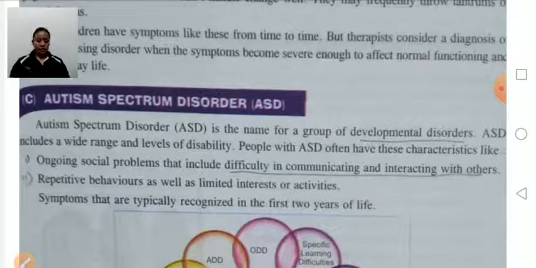Autism spectrum disorder is characterized by social interaction difficulty. He will face difficulty in interacting with other people. Communication challenges, difficulty in communicating, and a tendency to engage in repetitive behaviors.